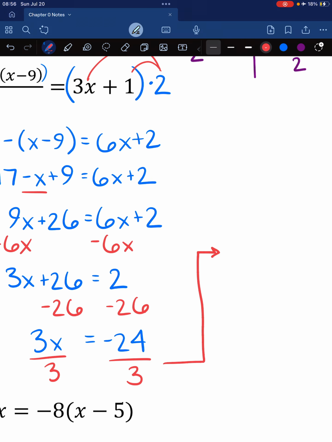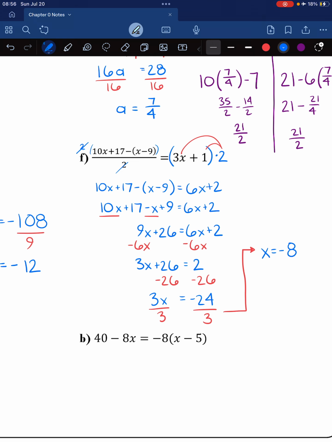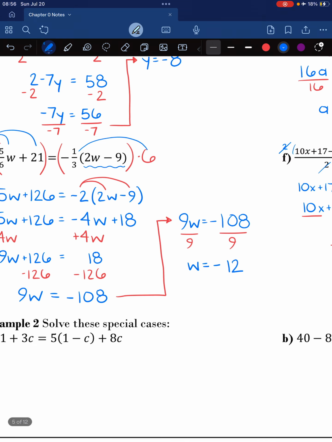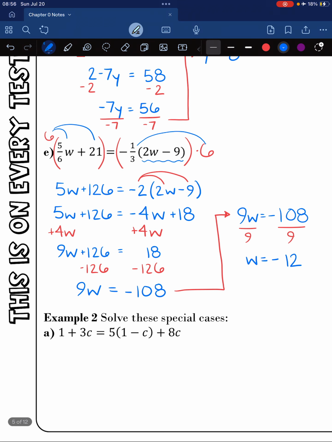And in a shocking turn of events, I am out of room. Let's double check and make sure I was using the right variable. Yep, those were x's. So we have x equals negative 8, and again, check it by plugging it back in.